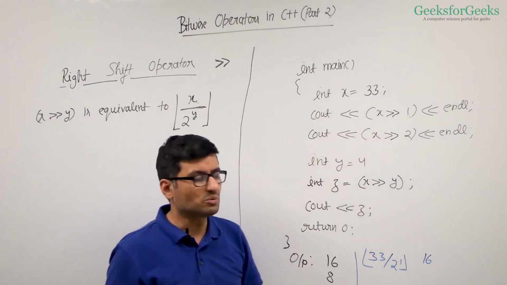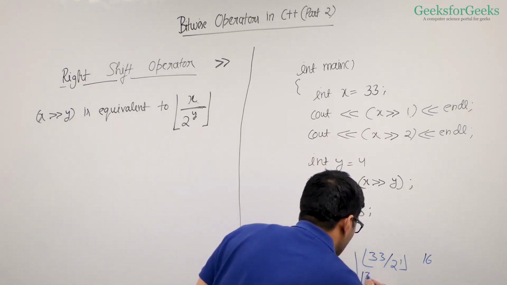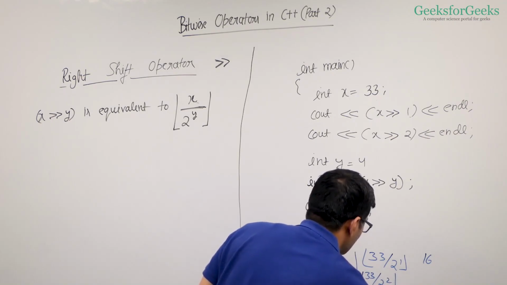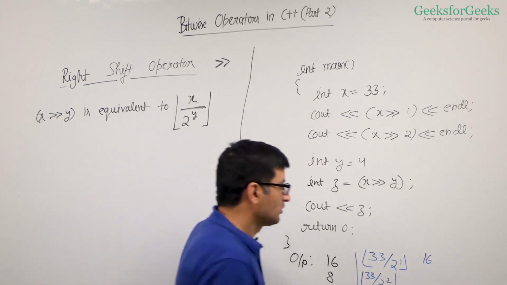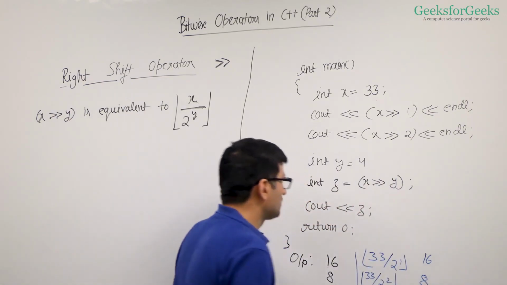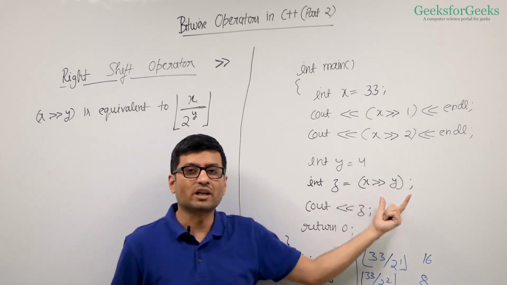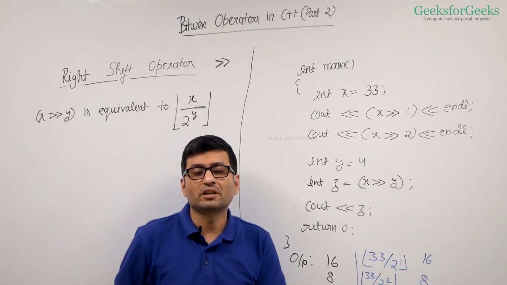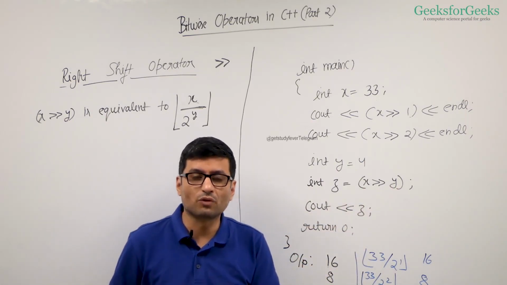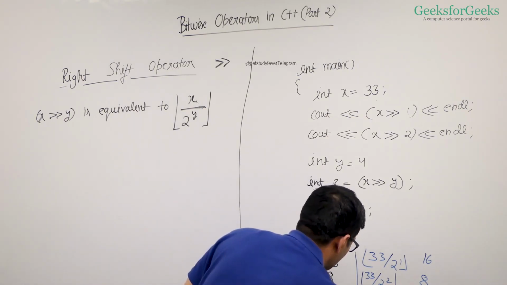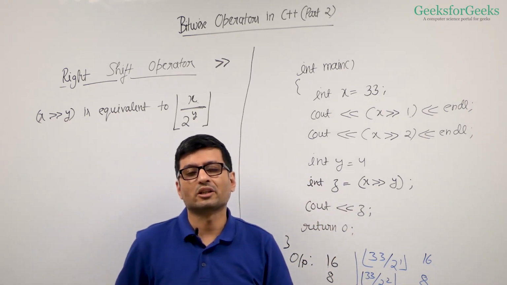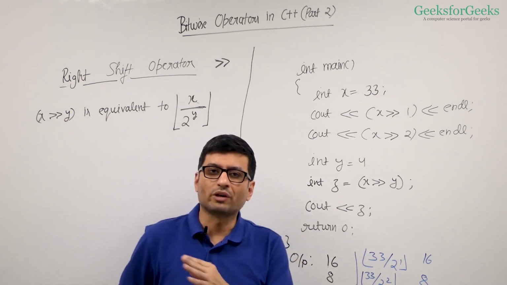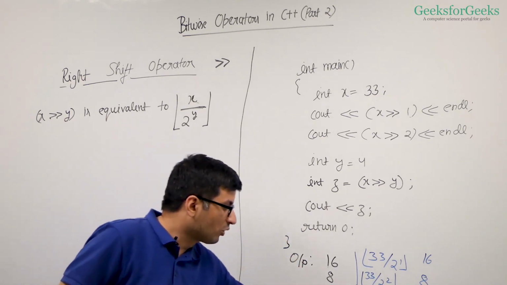x right shift by 2. 33 divided by 2 raised to the power 2. 33 divided by 4 is 8 point something, whose floor is 8. x right shift y. 33 divided by 2 raised to the power 4. y is 4. What is the value of it? 2 raised to the power 4 is 16. 33 divided by 16 is 2.5. And floor of this is 2.